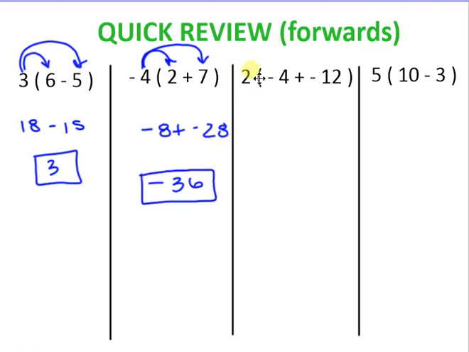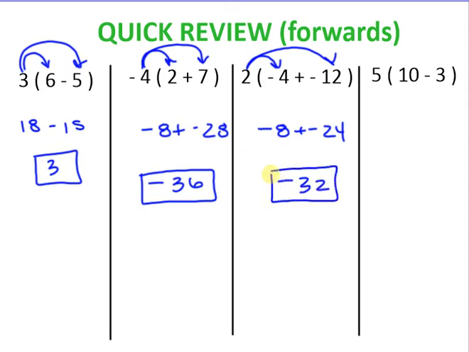All right, this time we're going to distribute the 2. So 2 times negative 4 is negative 8. 2 times negative 12 is negative 24. Again, I have the same sign. They're both negative, so I'm going to add and keep. Negative 8 plus negative 24 is going to be negative 32. Always make sure that you box off your answer.